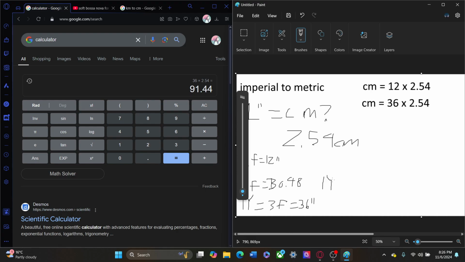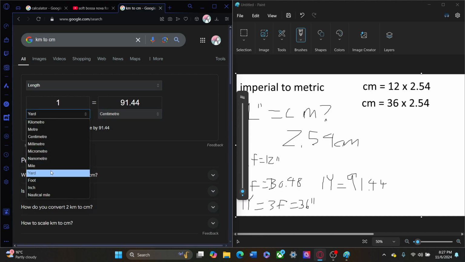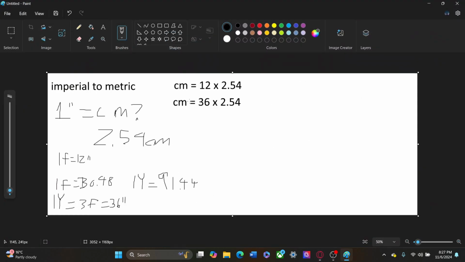So now we know that 1 yard equals 91.44. We can come here to check it as well. So 1 yard in centimeters, 91.44. Awesome, you got that right. The foot, 30.48. We got it. Awesome. And inches, 2.54. We got that. Awesome. Okay?